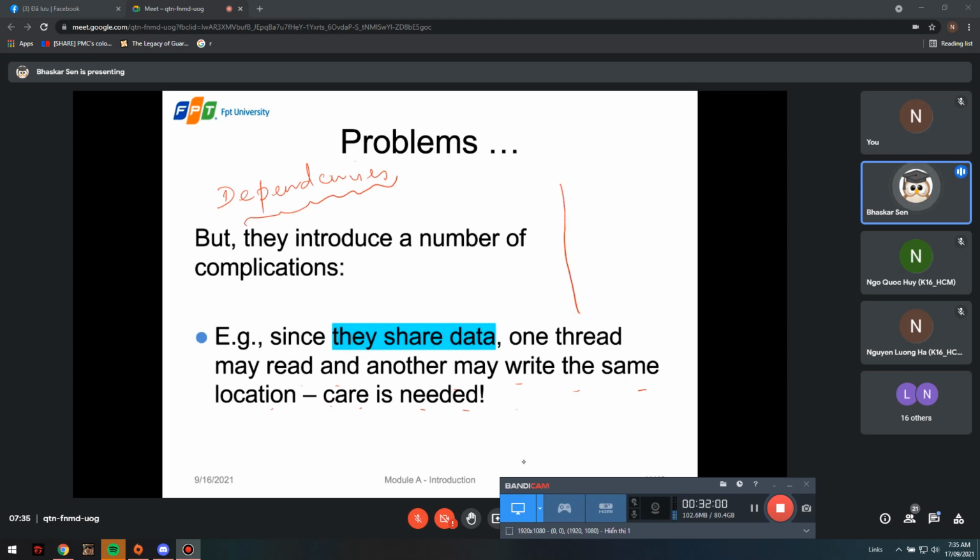For example, think about it: this is the data part of a process, and this is the code part. It is a multi-threaded program, so we have 3 different threads. Each has its own code and its own stack, similar to this and similar to that. There are 3 threads, T1, T2, and T3.